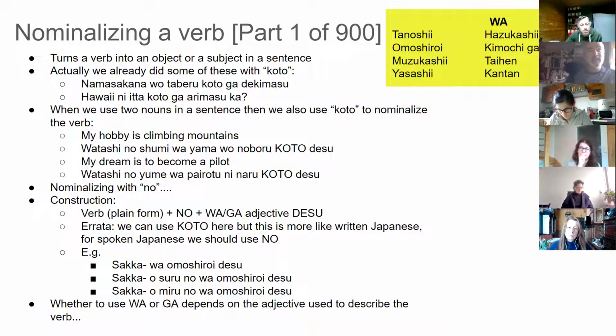You can use them. Basically, nominalizing a verb creates a noun, and now you can do with this whatever you want to do. So you could say to somebody, I know normally we use kata to say how to do something, but you could say, I taught playing football to my son. Musuko-san ni saka o suru koto o oshiemashita. You can do with it whatever you want, really.